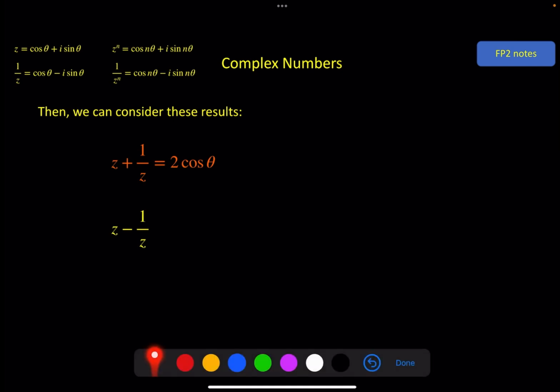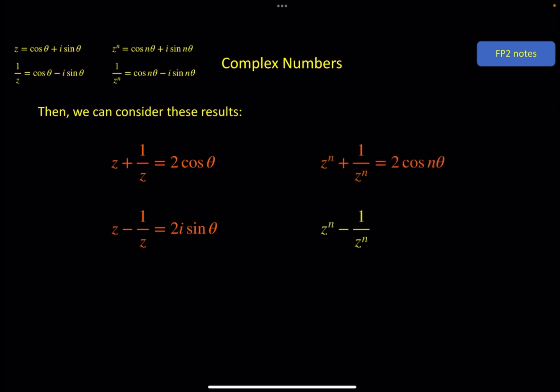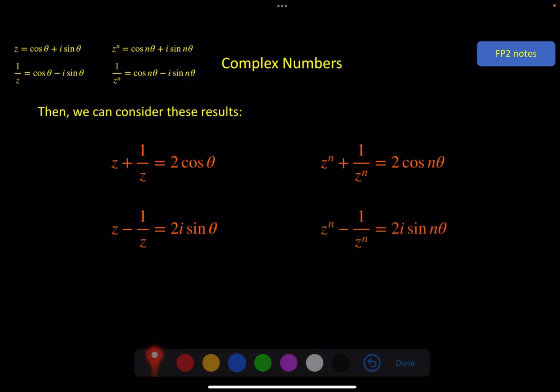Then z minus 1 over z, kind of the opposite effect. The cosines will cancel out, and this minus this will give us 2i sine theta. Then we do the same thing with the power n on it, and we get the same sort of thing coming out: 2 cos n theta, and when you subtract them, 2i sine n theta.